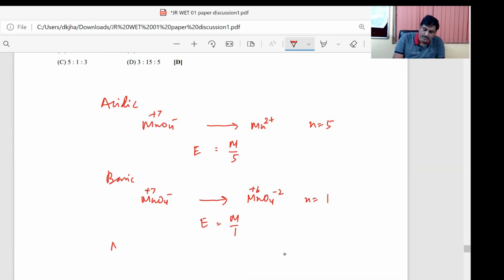And in the neutral medium, MnO4 minus is getting converted to MnO2. This one is plus 7, this one is plus 4. Change is 3, n is equal to 3. Equivalent mass is equal to M by 3. It is correct or not?